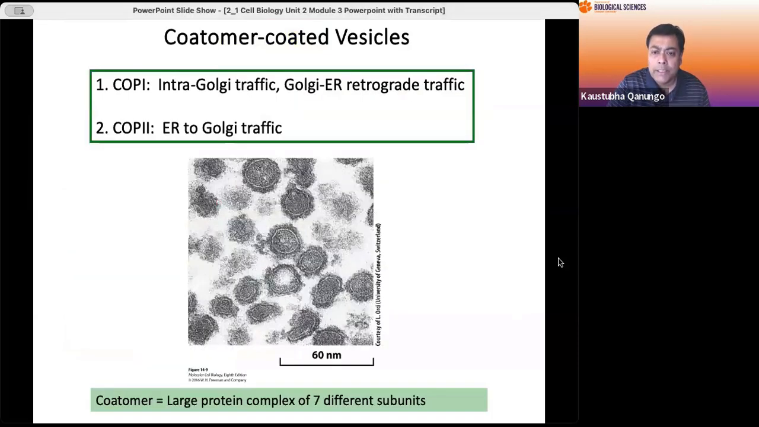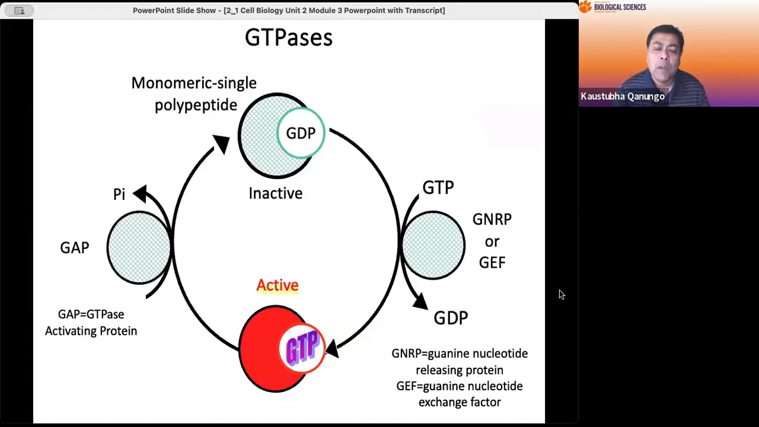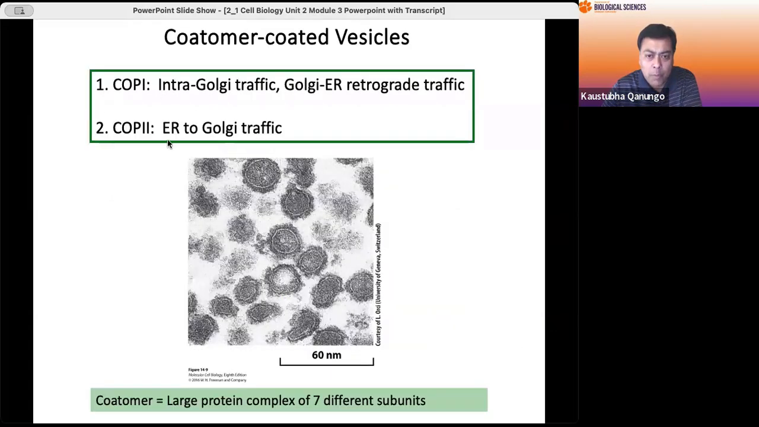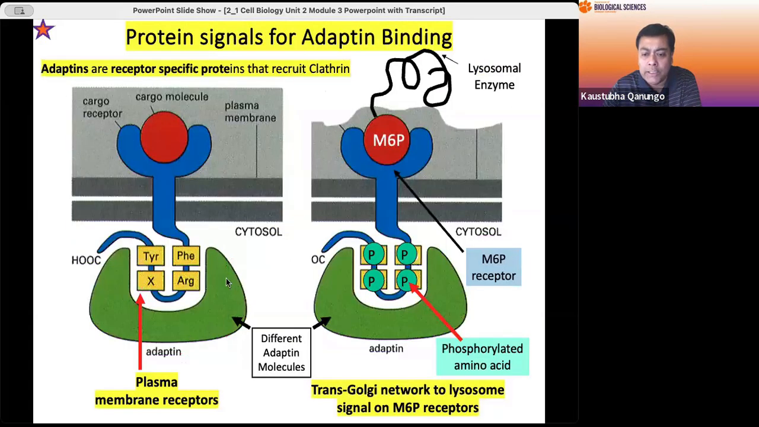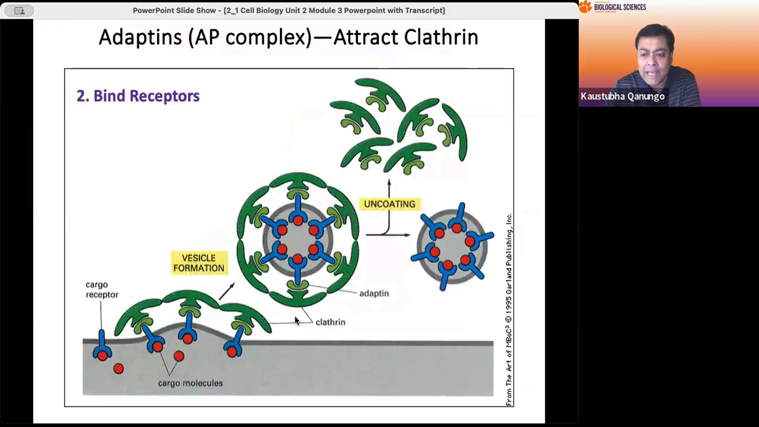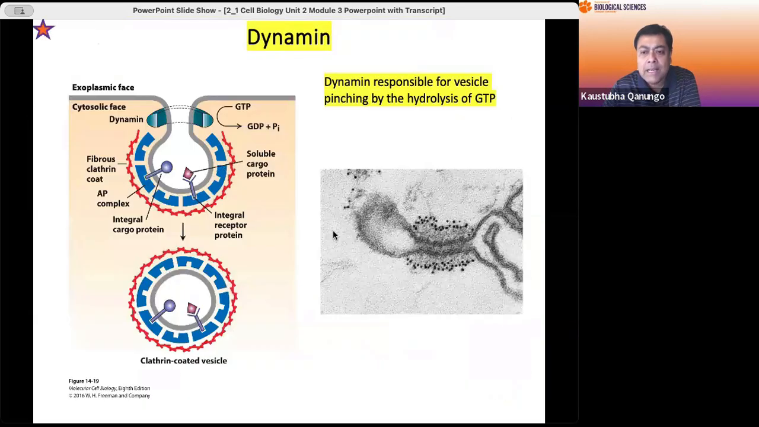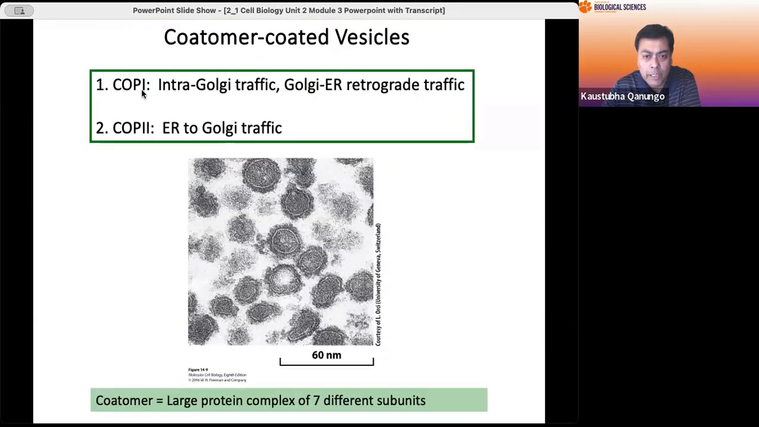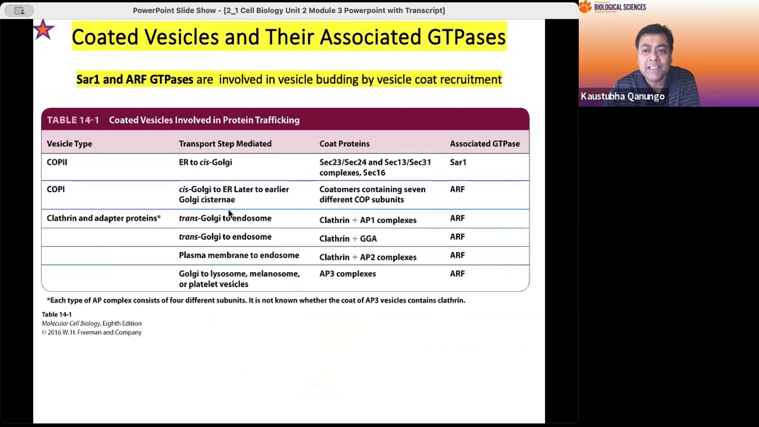So these are again COP1 intra-Golgi, Golgi retrograde, and COP2 ER to Golgi anterograde traffic. We already talked about that. Then we're going to talk about some of the GTPases. These GTPases are small molecules, and they are very important for recruiting these coatomer proteins, COP1 and COP2. We already saw that the clathrins are recruited by the adaptins. Now COP1 and COP2 are recruited by these GTPases.